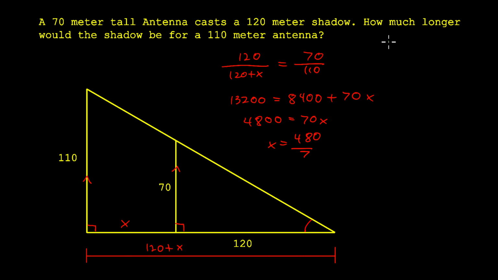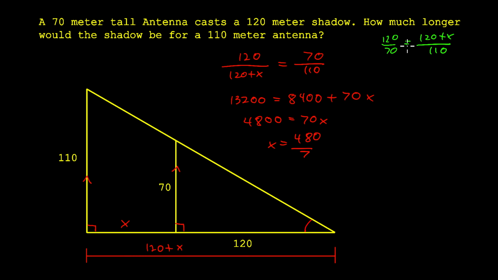So then we have 120 over 70 equals 120 plus x over 110. Now take a second and realize if we move the 70 up here and we move the 120 plus x down here, mathematically, that gives us exactly what we have over here. So take a second, make sure you understand that. Often there are several ways you can build up the proportion in similar triangles.